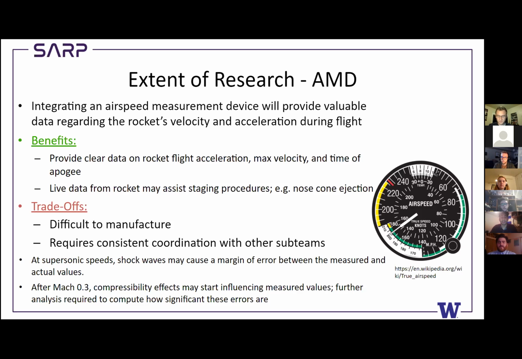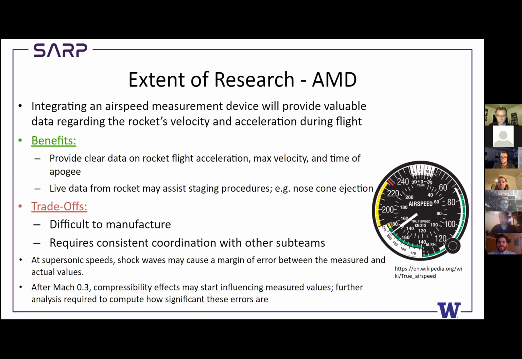The second point is that it gives us the opportunity to have live data from the rocket, which could assist in different staging procedures. For example, it could provide us a precise time for when we want to eject the nose cone from the rocket itself.